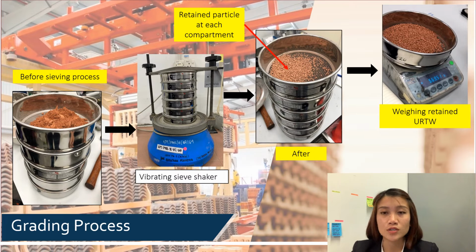After the process of milling the URTW using planetary ball milling machines, the next process will be the grading process. This grading process is by sieving the material using a sieve. In the first picture, the material is filled at the top of the stack of sieves, and then it will be covered and put on the vibrating sieve shaker.